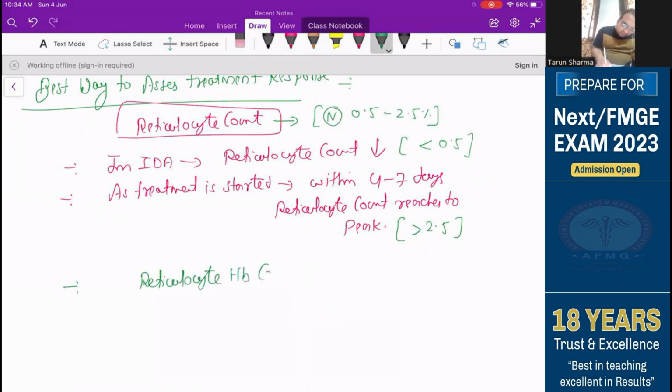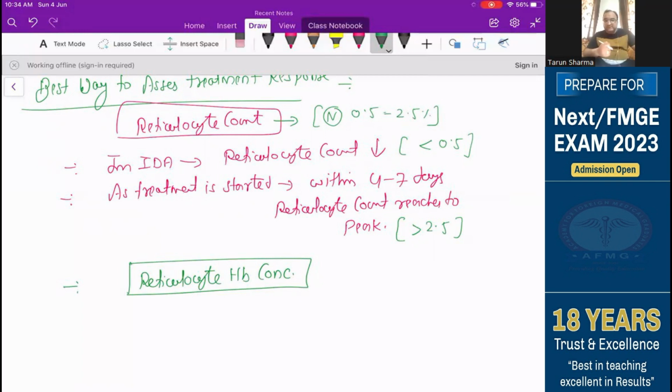Reticulocyte HB concentration is nowadays becoming more popular. If in the options only reticulocyte count is given, then that will be your answer. If reticulocyte hemoglobin concentration is given, then it is more sensitive as compared to the reticulocyte count itself. What is reticulocyte hemoglobin concentration? That means we are measuring the hemoglobin that is there within the reticulocyte, not in all the RBCs, that is within the reticulocyte.